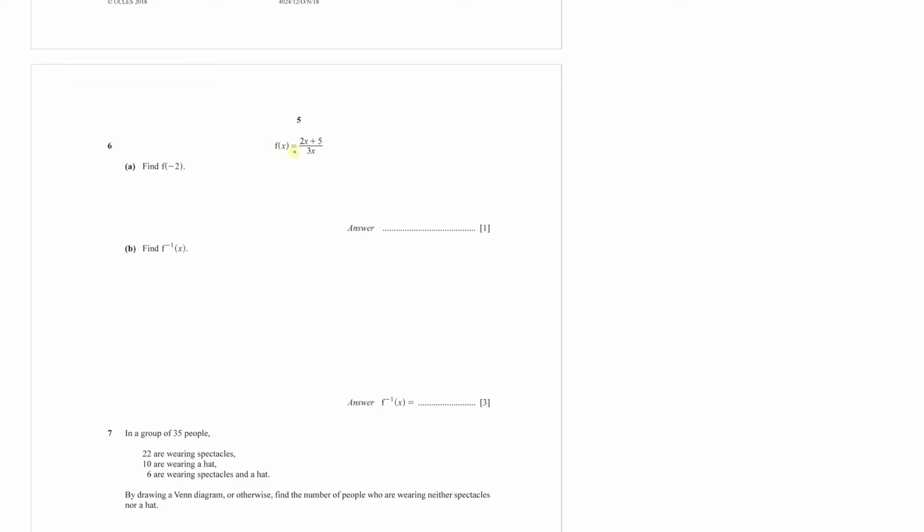Question 6: f of x is given by 2x plus 5 over 3x. Find f of minus 2. So f of minus 2: you simply substitute minus 2 instead of x here. So this becomes 2 times minus 2 plus 5 divided by 3 times minus 2. So this is minus 4 plus 5 divided by 3 times minus 2, which is minus 6. So you get 1 over minus 6. You can also write this as minus 1 over 6. So this is minus 1 over 6.